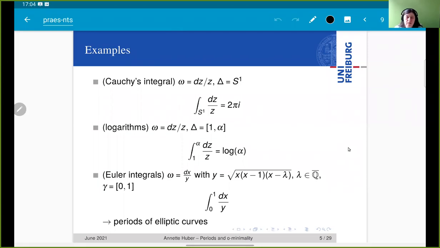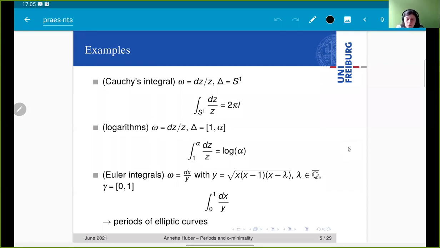Another old example is the case of Euler integrals. So the differential form is dx over y, where y is the square root of some polynomial of degree 3. And I want this polynomial of degree 3 to have coefficients in the algebraic numbers. So for example, x times (x minus 1) times (x minus lambda). And as a path of integration, taking a straight path from 0 to 1. So Euler was studying these things.